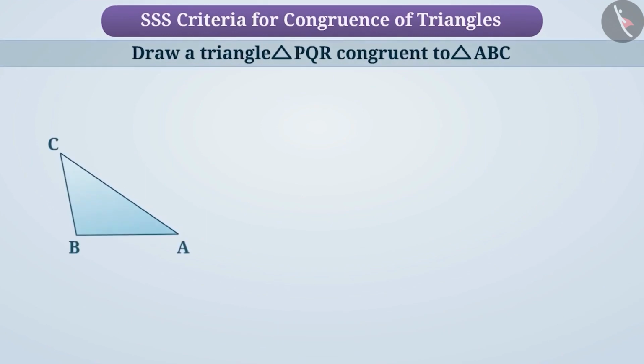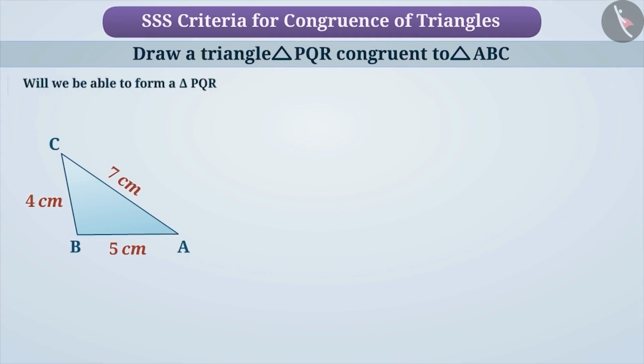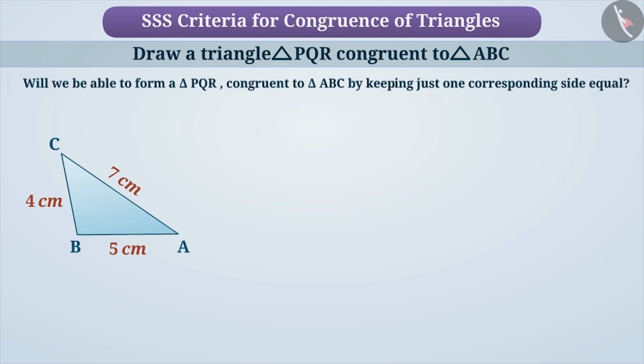Let's understand this in an interesting way. Suppose we have triangle ABC, where AB is equal to 5 cm, BC is equal to 4 cm, and AC is equal to 7 cm. And we have to draw a triangle PQR congruent to triangle ABC. Will we be able to form a triangle PQR congruent to triangle ABC by keeping just one corresponding side equal? Think for a while.